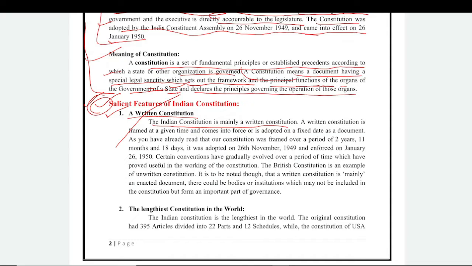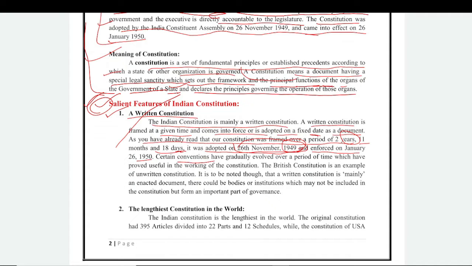A written constitution is framed at a given time and comes into force or is adopted on a fixed date as a document. As you have already read, our Constitution was framed over a period of 2 years, 11 months and 18 days. It was adopted on 26 November 1949. This date is very important. It was enforced on January 26, 1950.